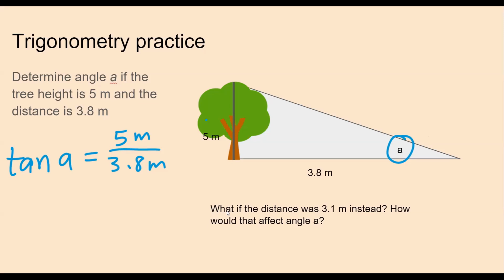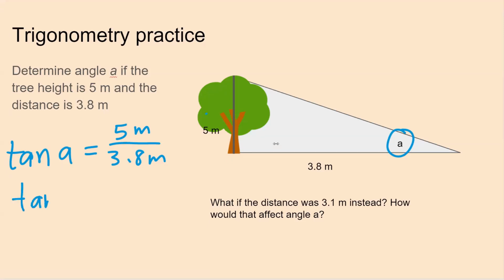5 divided by 3.8. We can close off the brackets if you want, but we don't have to because the calculator is smart enough to know. And now we get 52.76. Let's just round this up to the nearest whole degree to make it easier. So this would be 53. That means A is equal to 53 degrees.